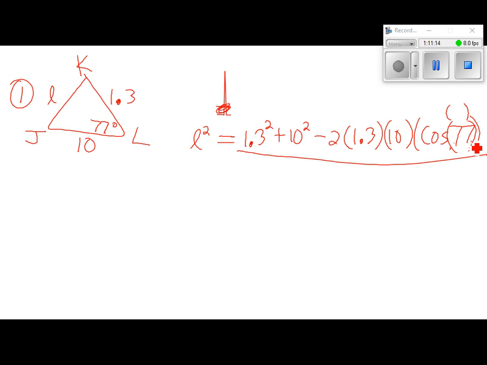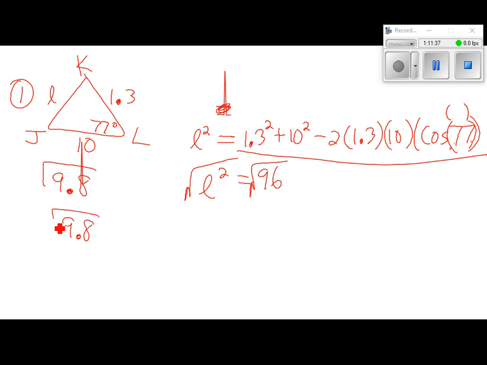96, anybody else get 96? Yeah. Now, is that our answer? No, it takes a square root. That's what L squared is. So what do you do to solve it? Take the square root. Somebody take the square root of 96. 9.8. Anybody else get that? Yeah. So how long is that missing side? 9.8, which does make sense.